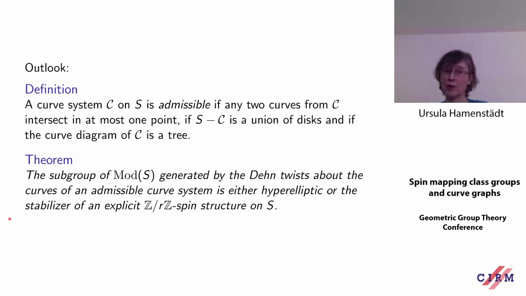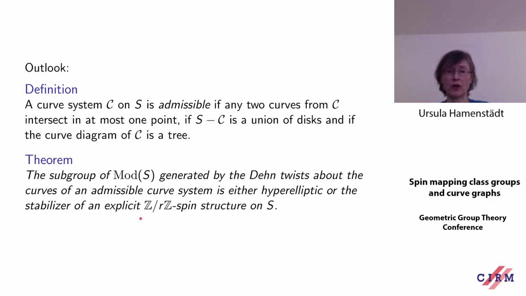Now, we can make the following definition. What are nice curve systems on our surface S? We define a curve system C on S to be admissible if any two curves from the curve system C intersect in at most one point, if the complement of S minus C is a union of disks, and if the curve diagram of C is a tree.